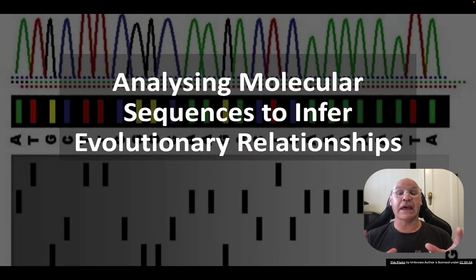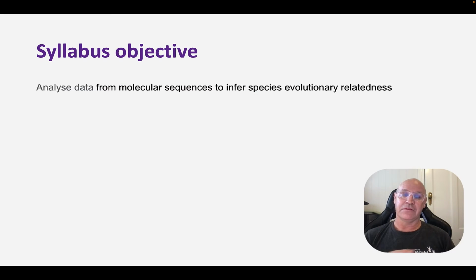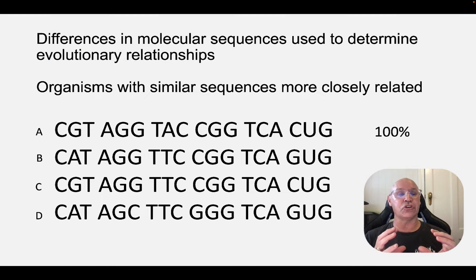So let's have a look at how we can analyse molecular sequences to infer evolutionary relationships. The syllabus objective says you need to be able to analyse data from molecular sequences to infer species evolutionary relatedness. So we need to assume that the differences in molecular sequences can be used to determine evolutionary relationships, and that organisms with similar sequences are more closely related.